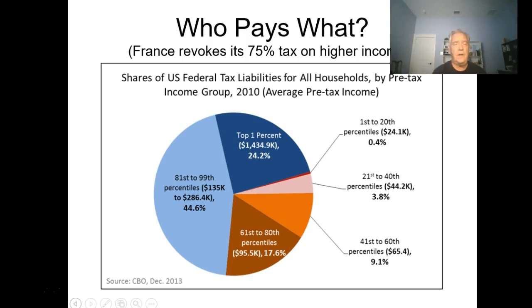The biggest category is in the 81st to 99th percentile. The average income range is somewhere between around $135,000 and $286,000 a year. 44% of the money going to the federal government comes from this category. Now, the interesting thing is that if you added that grouping with the 61st to 80th grouping, 17.6 and 44.6, you would get what, 60%, okay? So 60% of the money going to the federal government is coming from what we classify as the middle class.